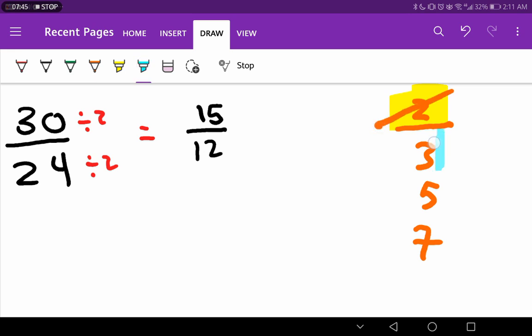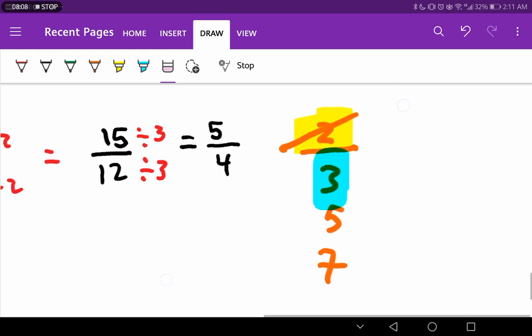Now I ask the 3, and the 3 looks happy because it works with the 15 and with the 12. 15 divided by 3 equals 5, and 12 divided by 3 equals, yes, 4. So I erase everything, I clean everything.